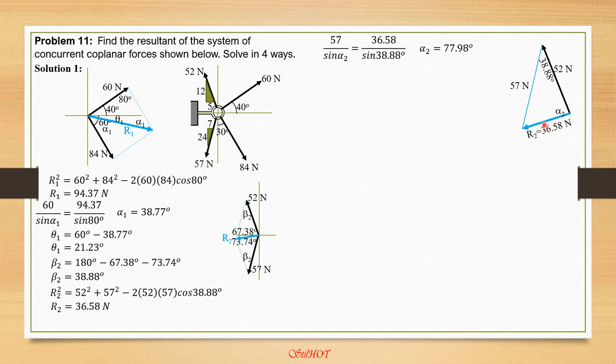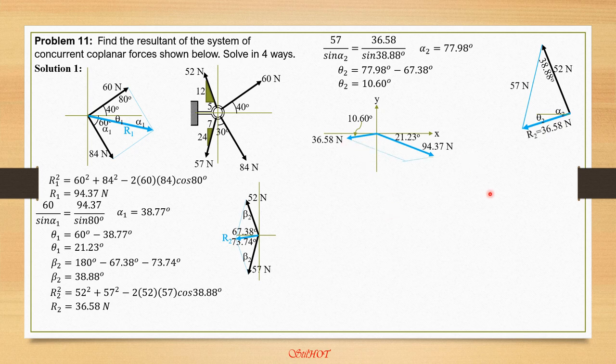So for the angle that R2 makes with the negative x-axis, we draw a horizontal line. So this is 94.37 and that's 21.23 degrees. So I draw a horizontal line here. Then this very small angle is theta 2 from the negative x-axis, and it is equal to alpha 2 minus this angle here, which is 67.38. So theta 2 is 77.98 minus 67.38. So theta 2 is 10.60 degrees, the angle that R2 makes with the negative x-axis. So that very small angle there is 10.6 degrees.